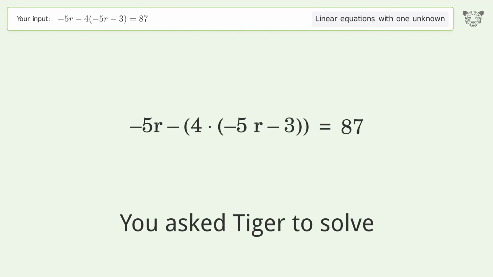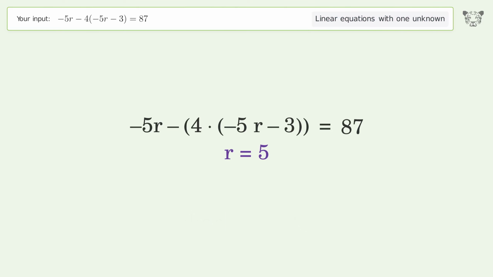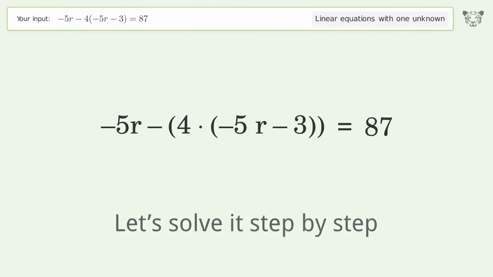You ask Tiger to solve this. This deals with linear equations with one unknown. The final result is r equals 5. Let's solve it step by step.